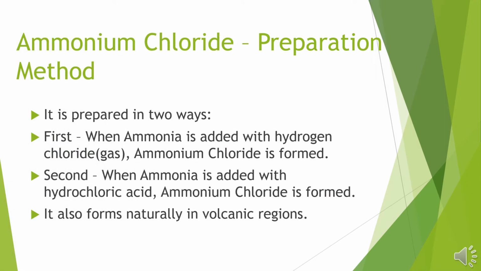Then ammonium chloride's preparation method. It is prepared in 2 ways. We can add ammonia with hydrogen chloride, or ammonia with hydrochloric acid. It also forms naturally in volcanic regions.